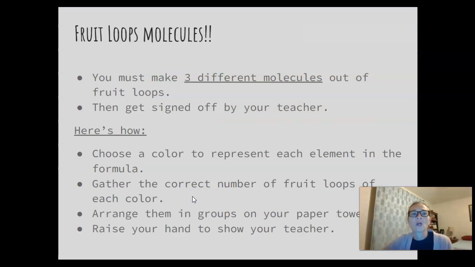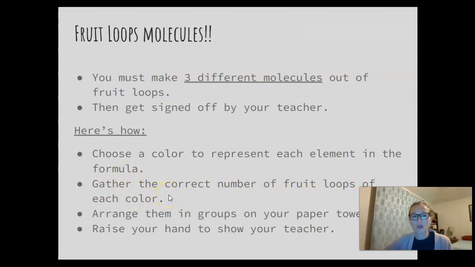Okay. All right, Fruit Loops molecules. This is probably what you've been waiting for. You should have gotten a little baggie when you came into class with some Fruit Loops in it. You must make 3 different molecules out of your Fruit Loops. Then get signed off by your teacher. Just ask the sub to come initial your paper. This is what you're going to do. Choose a color to represent each element in the formula. Then you're going to gather the correct number of Fruit Loops of that color.